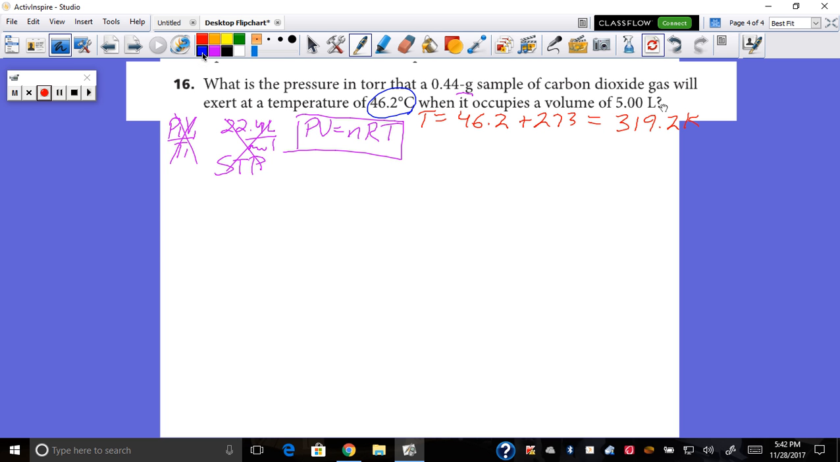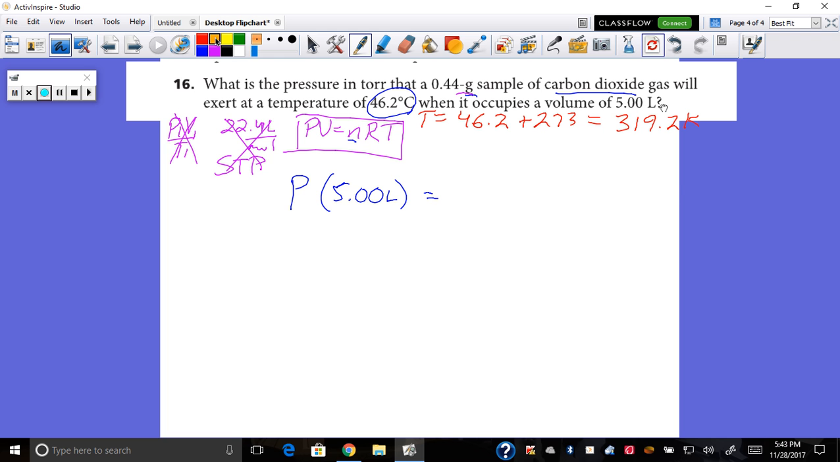Okay, so we begin plugging in our data. Pressure, we're looking for. We don't know it. Volume is 5.00 liters. N, moles. It says grams of carbon dioxide. We need moles to go in there. So how are we going to get moles? Well, I guess we need to go to the periodic table, and we need to figure out how many moles we have. So over here to the side, we're going to find out how many we have.